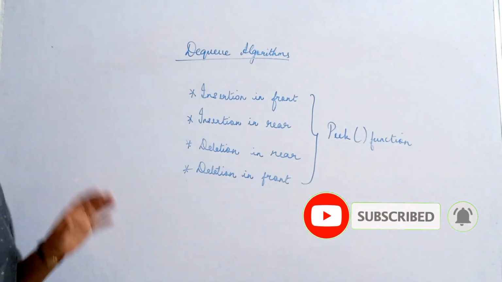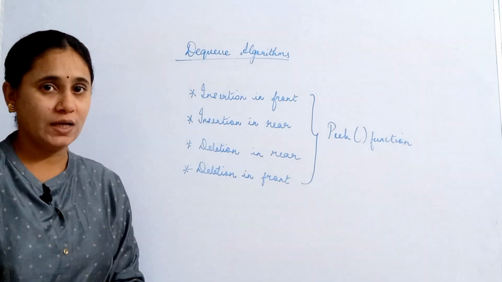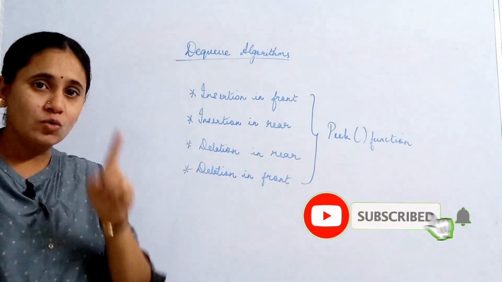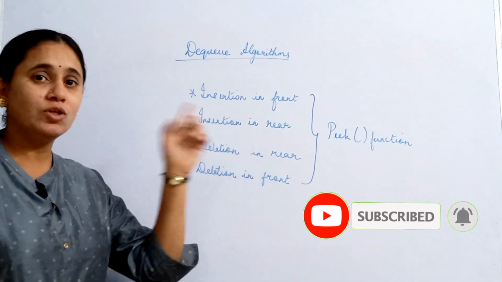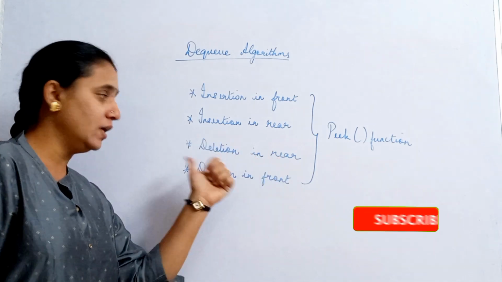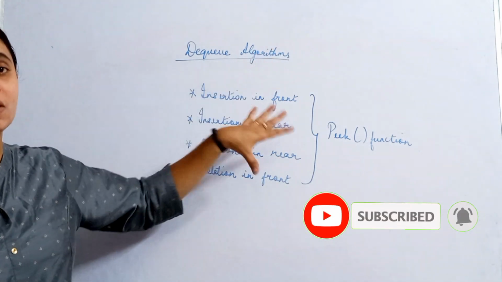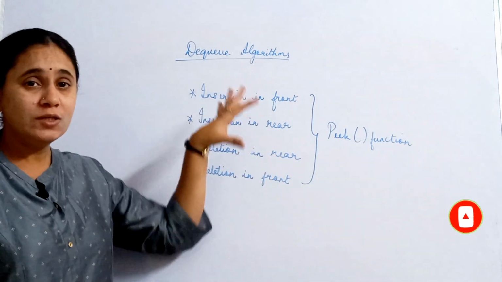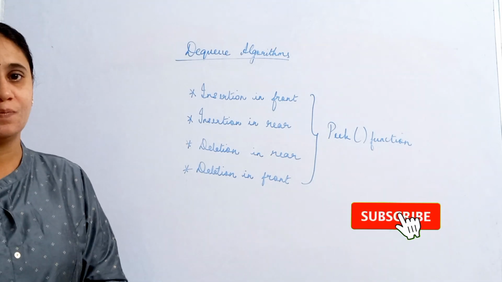Basically, in DEQUE operations, we are implementing 4 types. Suppose you use the front pointer, how do we insert? Suppose you use the rear pointer, how do we insert? If you use rear, how to delete? If you use front, how to delete? These are the 4 basic operations, and based on these core points, we will be setting the conditions.